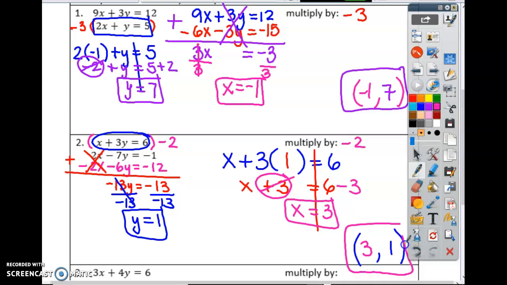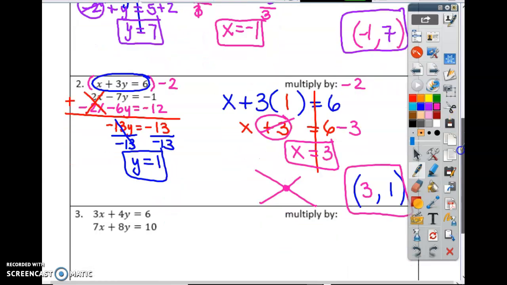You just put the two equations in Desmos and see where they cross. So this is my solution. It's where the two lines intersect. Okay? And the last problem.